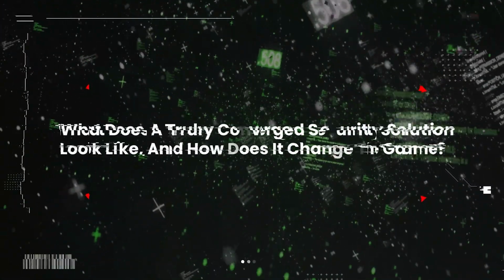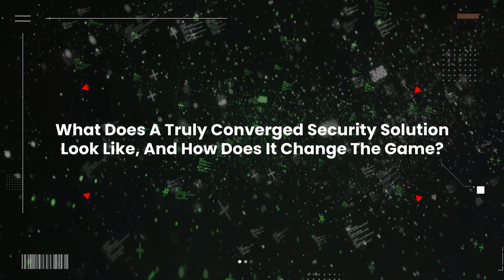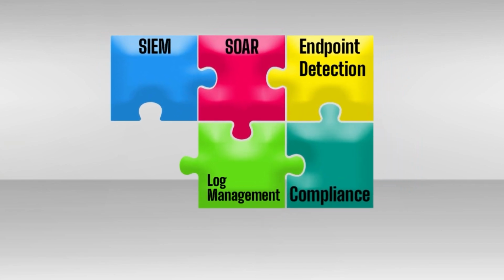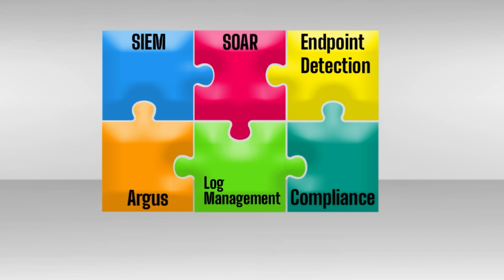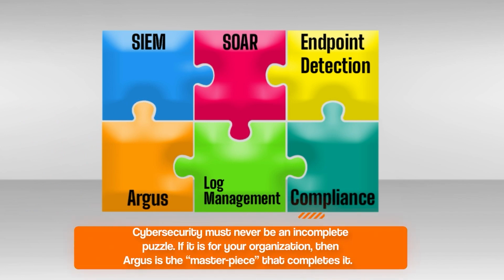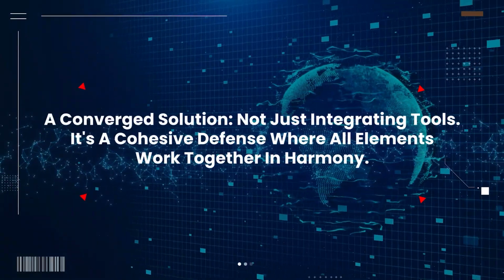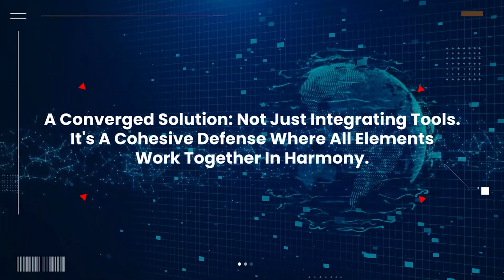What does a truly converged security solution look like, and how does it change the game? Cybersecurity today feels much like a puzzle being assembled with missing pieces. There are specialized tools for logs, for threat detection, for endpoint protection, compliance, etc., but they all work in silos. You end up spending time, effort, and resource just trying to make them talk to each other. Even then, gaps remain. A truly converged solution, though, isn't just about integrating tools. It's about having a cohesive defense where every element works together.